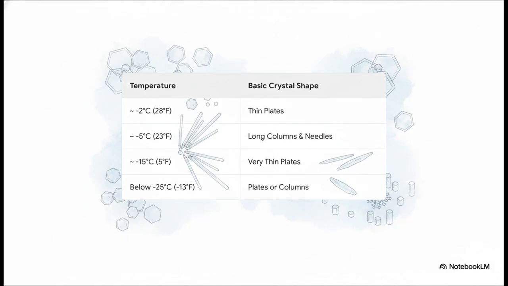And this is where things get really wild. Just look at this chart. A change of only a few degrees can completely flip the shape of a growing snowflake. At around -2°C, you get these flat, plate-like crystals. But drop it just a bit to -5, and bam! Suddenly it's growing these long, thin needles. Then get this, at -15, it switches back to growing flat plates again. It's this bizarre little dance between temperature and shape.